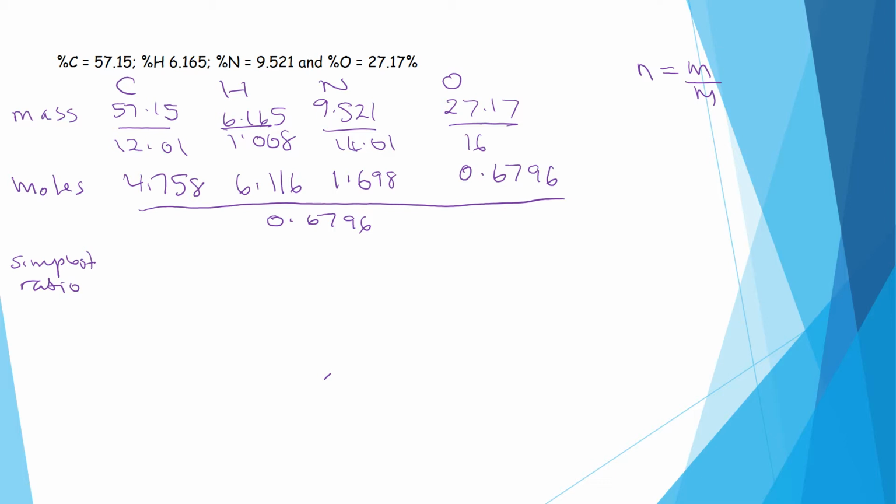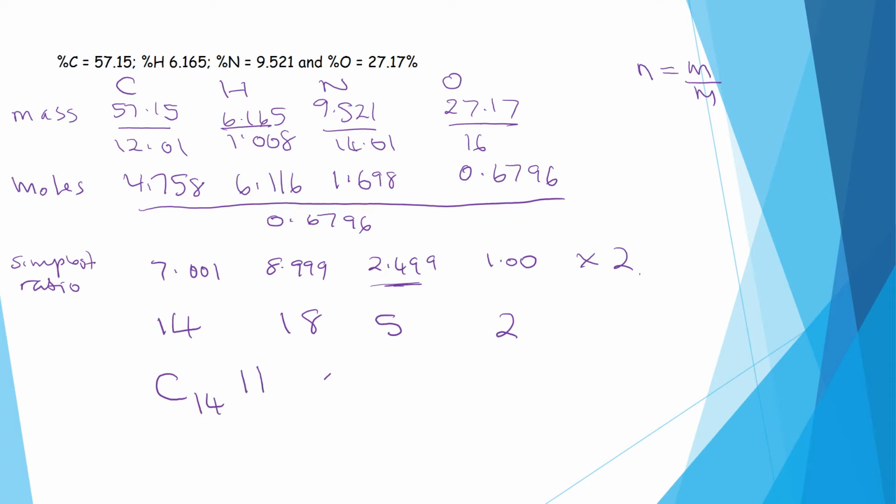So the simplest ratio will equal 7.001, 8.999, 2.499 and 1.00. Well, that's not very simple because this is 2.5, so we're going to times everything by 2 and it will come out to 14, 18, 5 and 2. So the empirical formula is C14 H18 N5 O2.